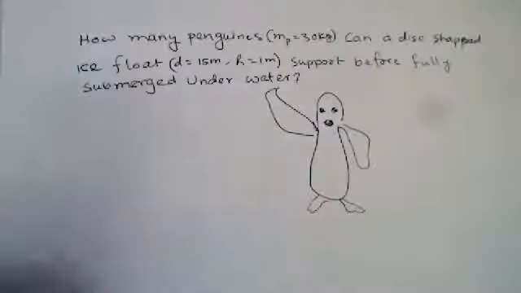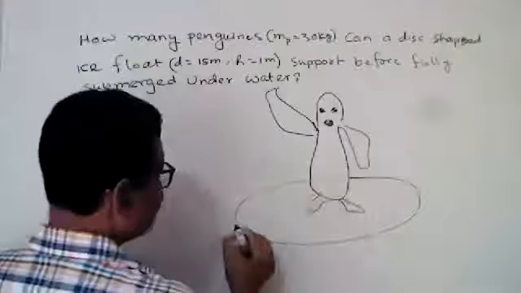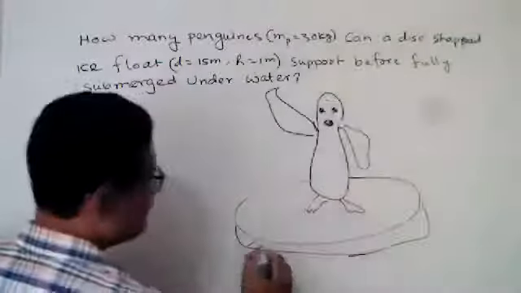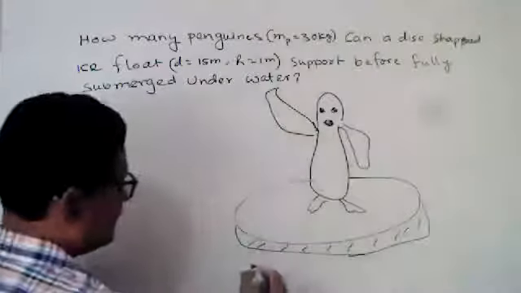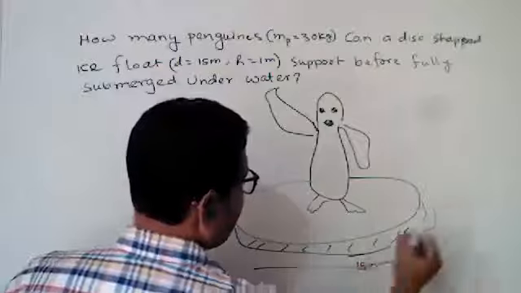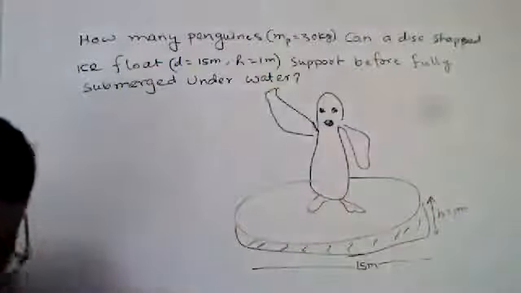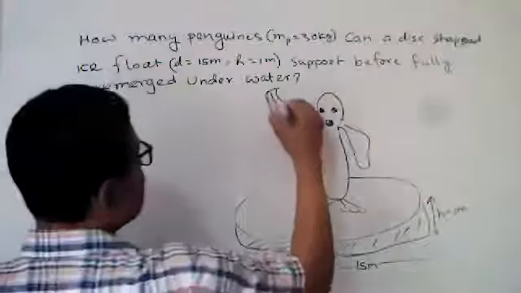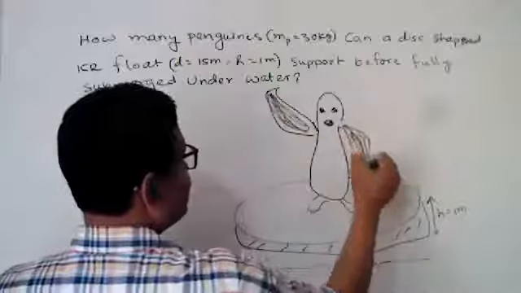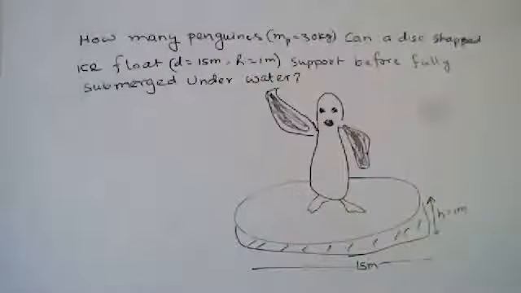Suppose this is a penguin, and this is the disc plate. The diameter of the disc plate is D, D equals 15 meter, and the height of the disc is H equals 1 meter. And this is the penguin.